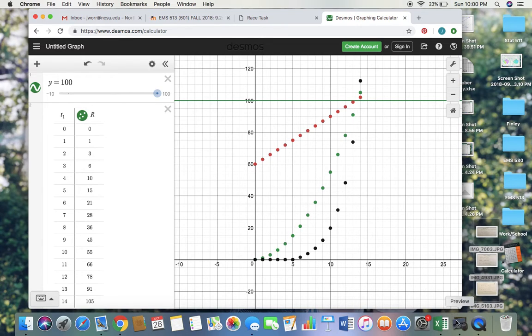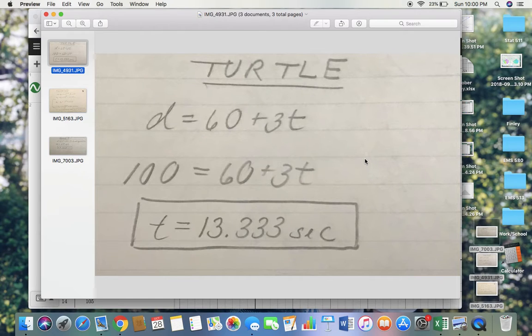And so the first one I looked at was the turtle, because he was a little bit easier being linear. His beginning distance was 60, and his speed was a constant 3. So I wrote the equation d equals 60 plus 3t, plugged in 100 for the distance, and found that he crossed the finish line after 13.333 seconds.